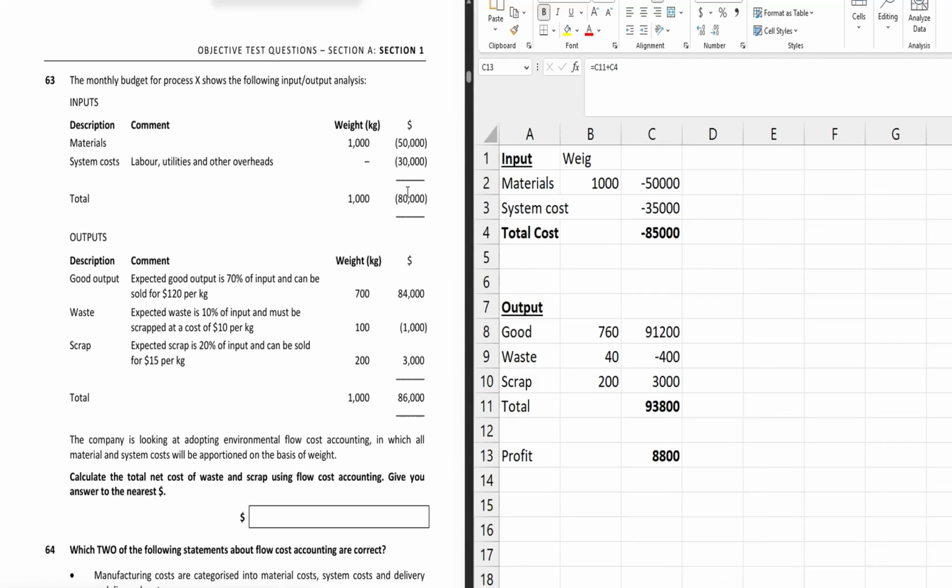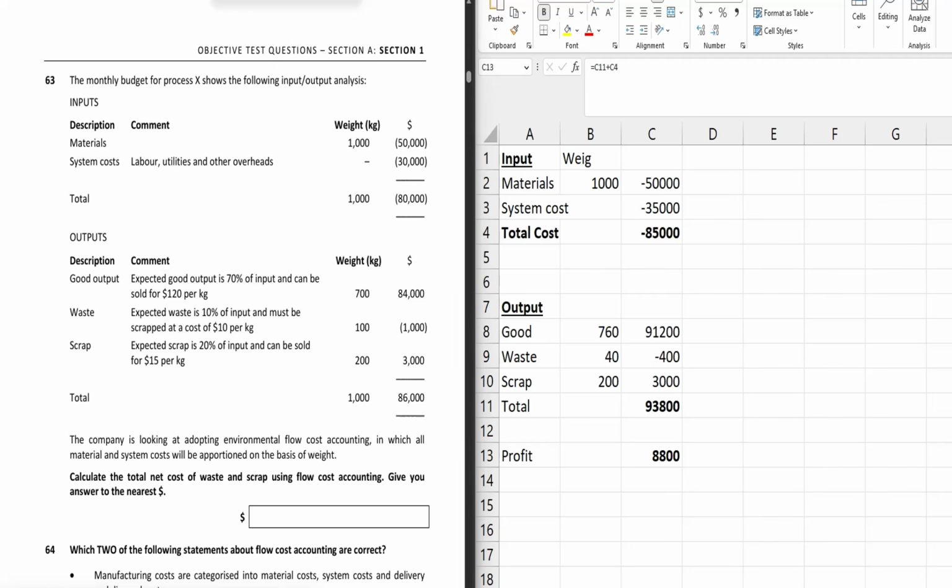For 300 of scrap we will have a cost of 300 into 80, that means 24,000. In fact, we are incurring an additional cost of 1,000 to scrap this. So how much will be the total cost now? 24,000 plus 1,000 is 25,000. And by selling this scrap, we are also earning an income of 3,000. So 25,000 minus 3,000 will be 22,000. So this is the net cost of waste and scrap using the flow cost accounting.